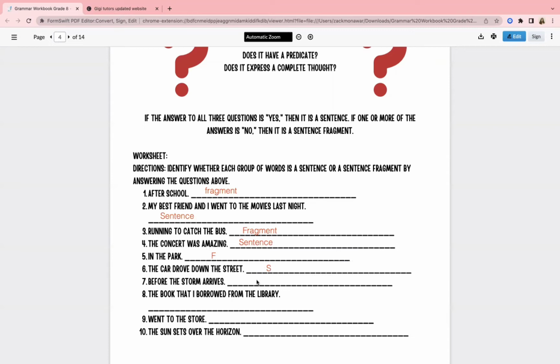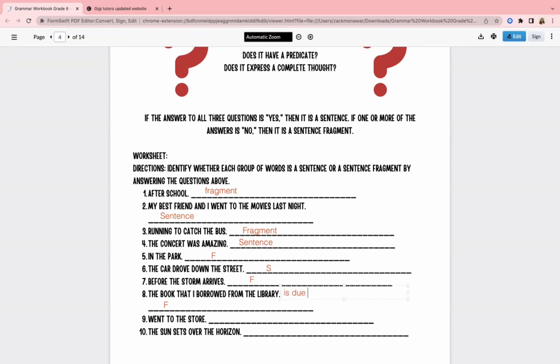In the park, that's going to be a fragment. The car drove down the street. This one is a sentence because it expresses a complete thought. Before the storm arrives. Before the storm arrives what? This is a fragment. The book that I borrowed from the library. What about it? Fragment again.